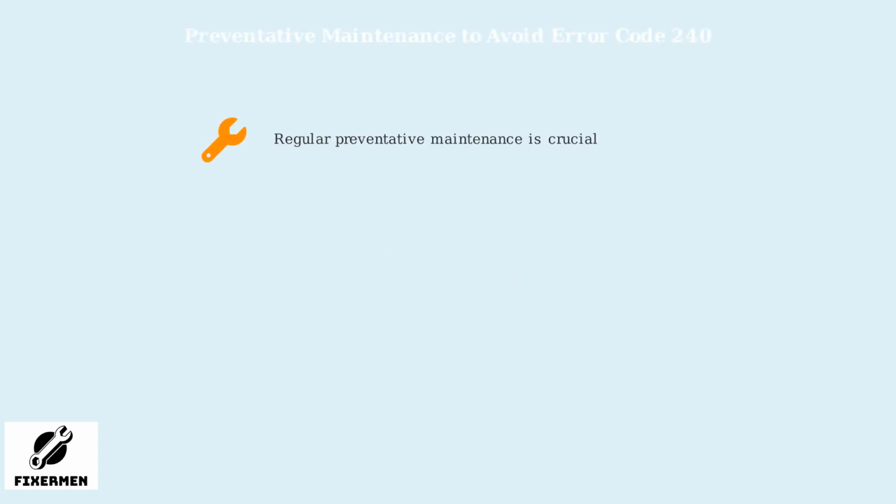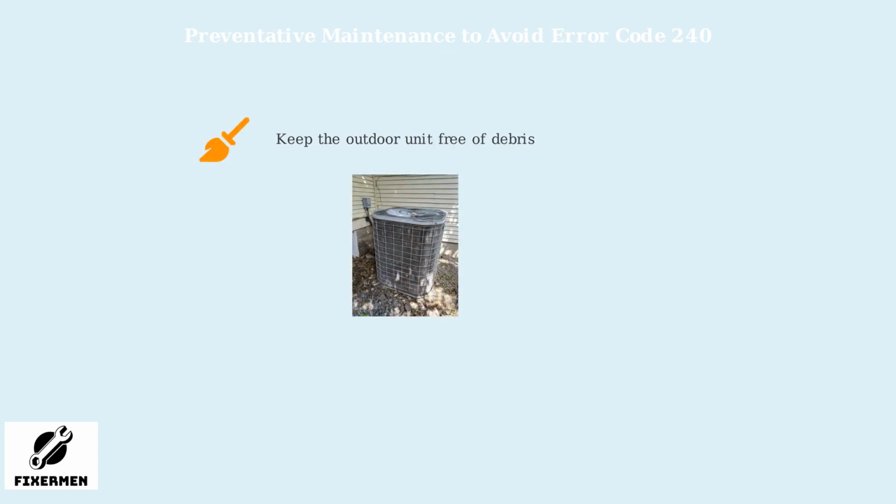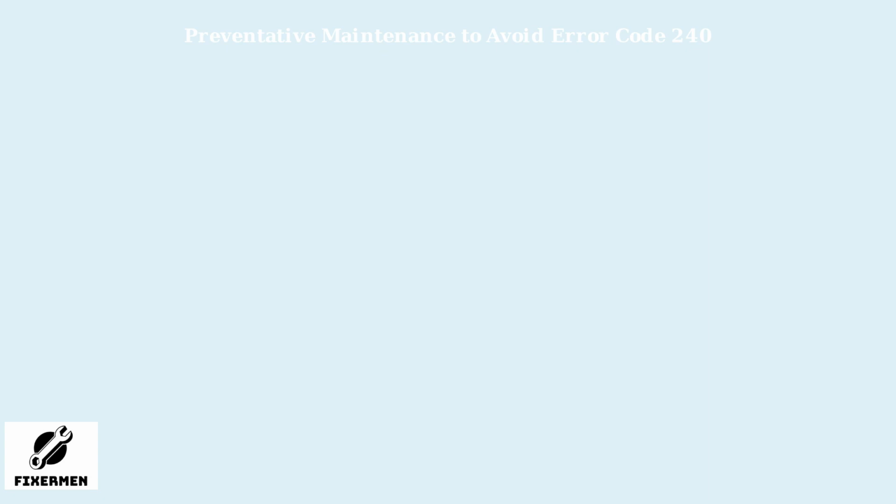Regular preventative maintenance is crucial to prevent error code 240 from occurring. By scheduling routine checks and servicing, you can identify potential issues before they cause system shutdowns. Annual capacitor checks are recommended, as electrical faults like faulty capacitors are often the root cause of error code 240. A bad capacitor can prevent the fan motor from starting or maintaining proper speed. Keep the outdoor unit free of debris, such as leaves, dirt, and gravel. Blockages can restrict airflow, causing the fan to work harder and potentially triggering error code 240.